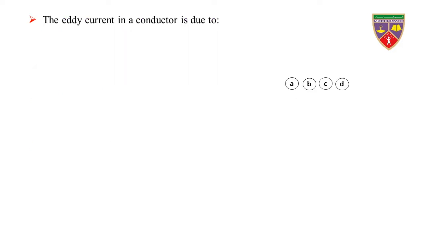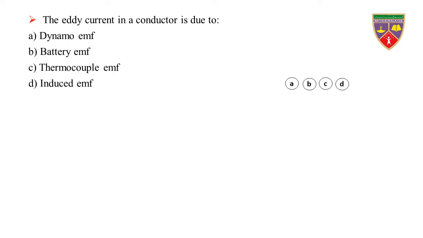The eddy current in a conductor is due to: option A, dynamo EMF; option B, battery EMF; option C, thermocouple EMF; option D, induced EMF. The key is induced EMF. Therefore, the correct option is D.